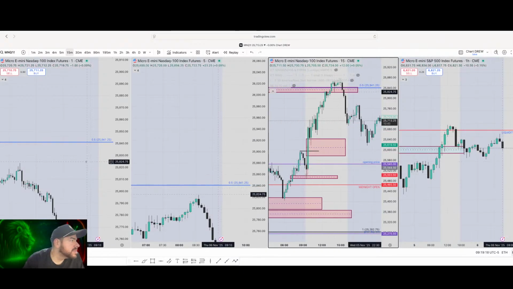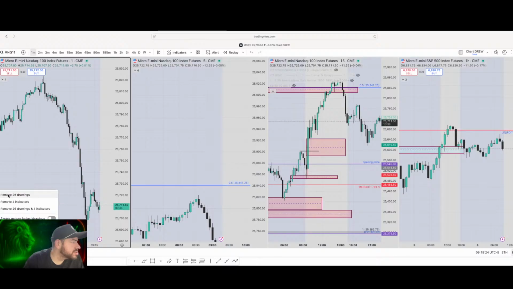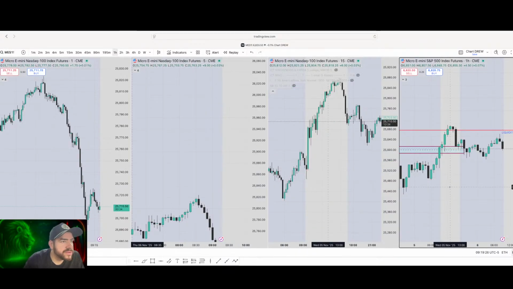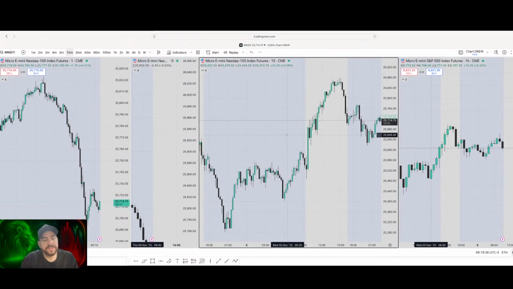So we're gonna see what we can do today. First things first, we're going to delete all the drawings we have. These three are my NASDAQ. This one's my ES. Okay, I'm gonna chart here. Put all my drawings on this one here.